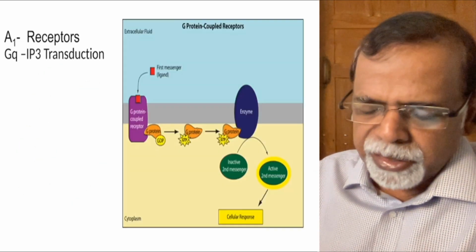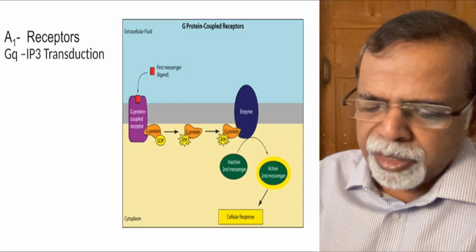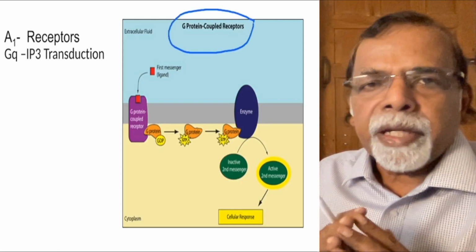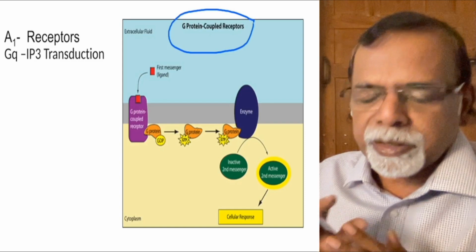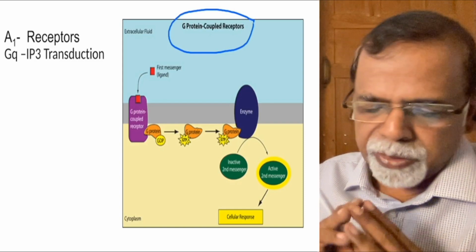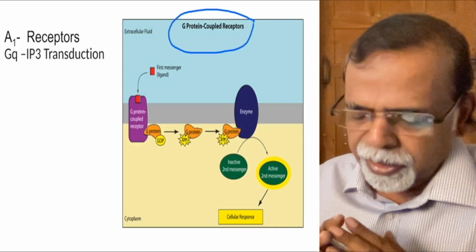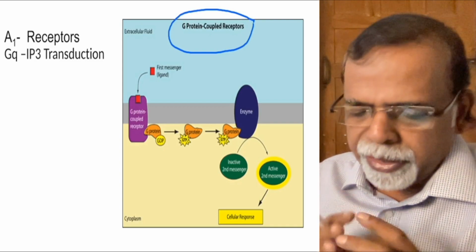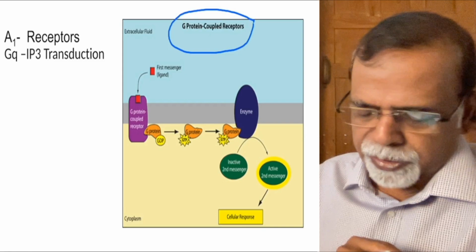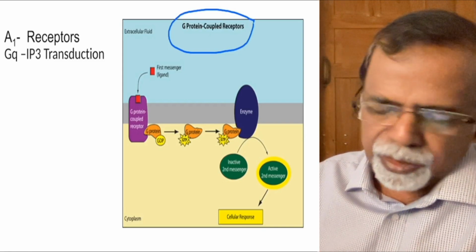Again, just remember that these are acting via G protein coupled receptors. The mechanism of G protein coupled receptors will be discussed in another session. So if somebody asks you the mechanism of action, you should say it is a G protein coupled receptor activation leading on to the contraction of the smooth muscles. That is the mechanism of action.